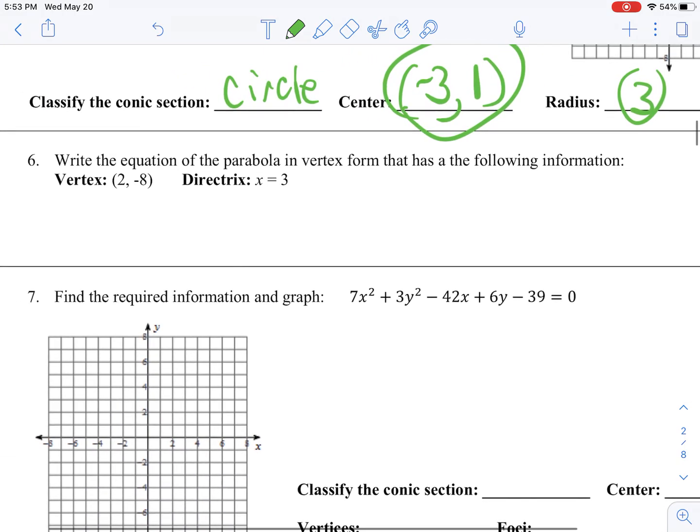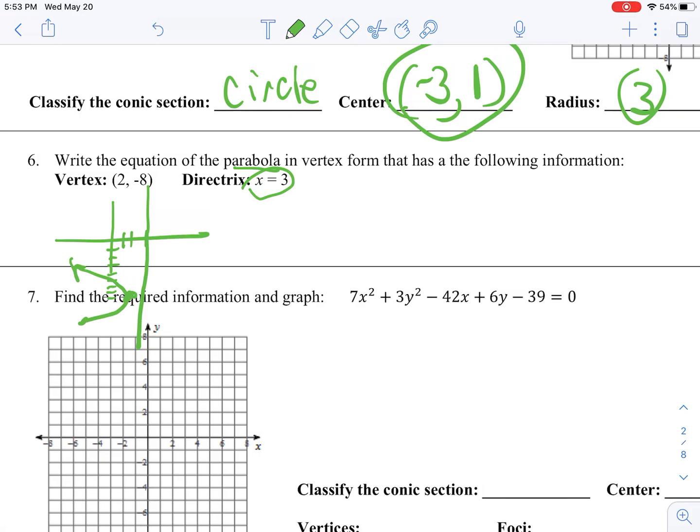Number 6. Alright, now before we decide on this parabola, I've got to decide which way it's going. And so I have 2, 3, 4, 5, 6, 7, 8. The directrix is a line that is behind your parabola, so this one's going this way. Okay? There's a whole lot of different ways to do this, but I'm going to do it, since it's going this way, it's not a function.